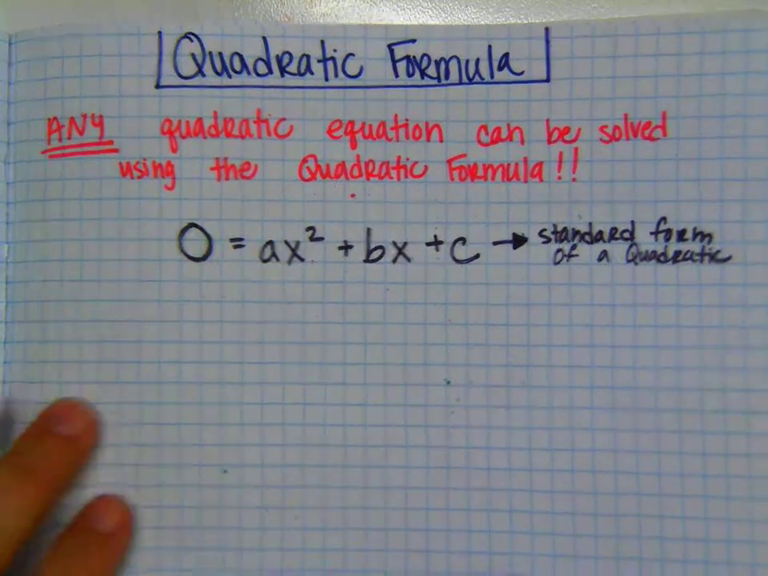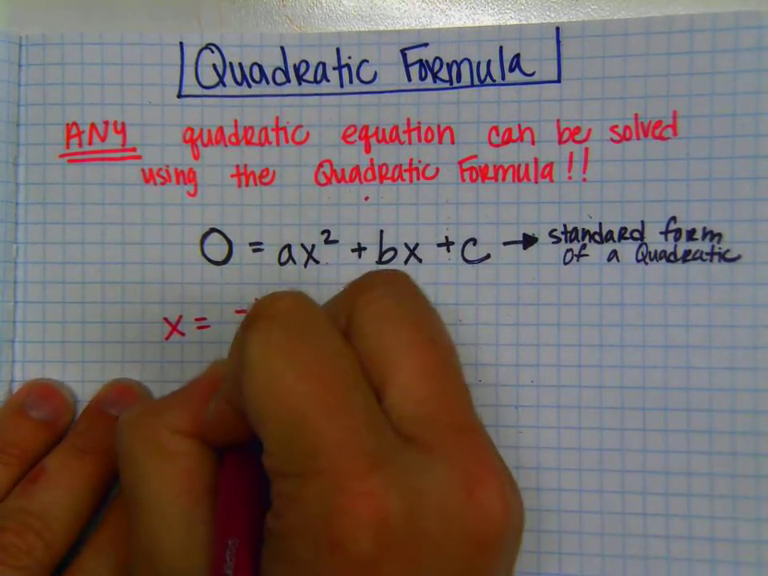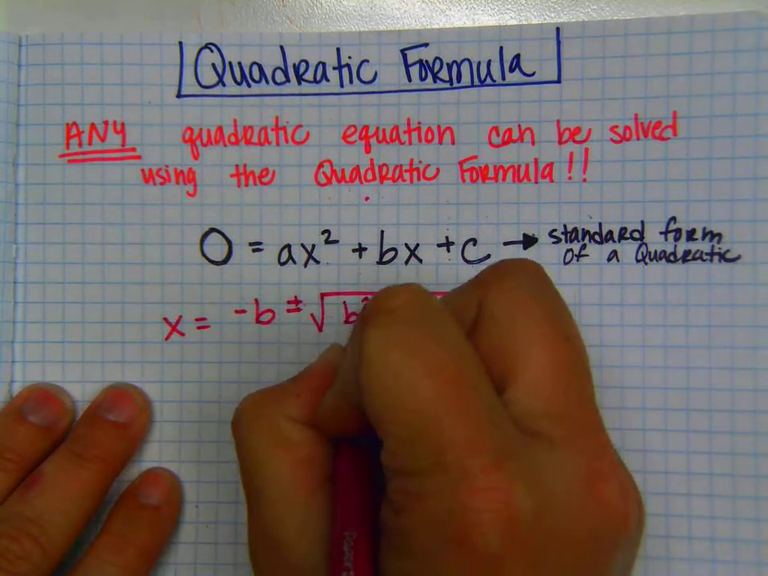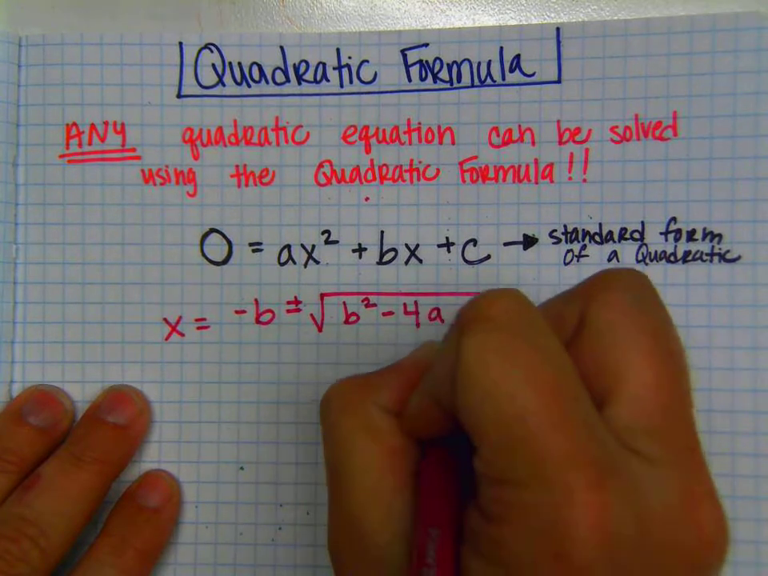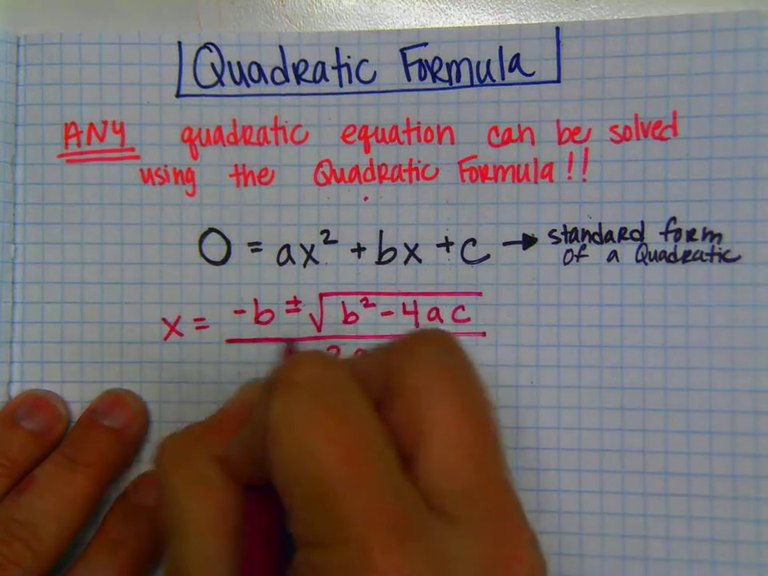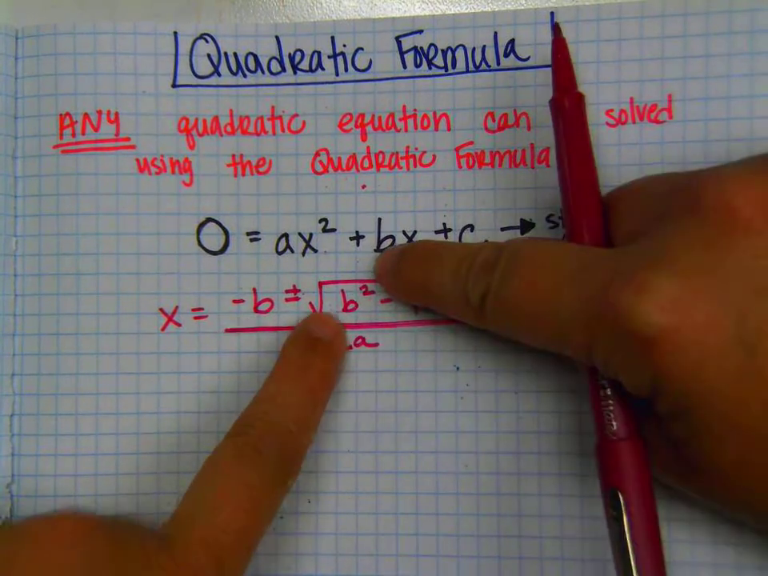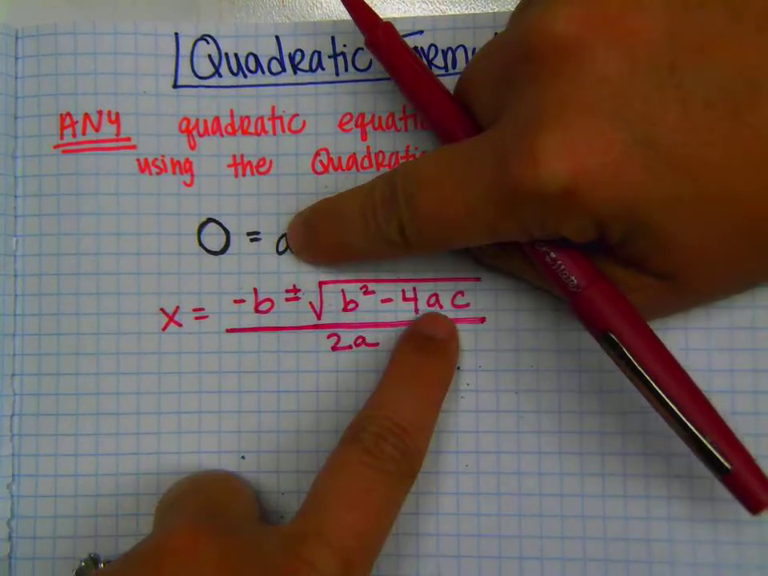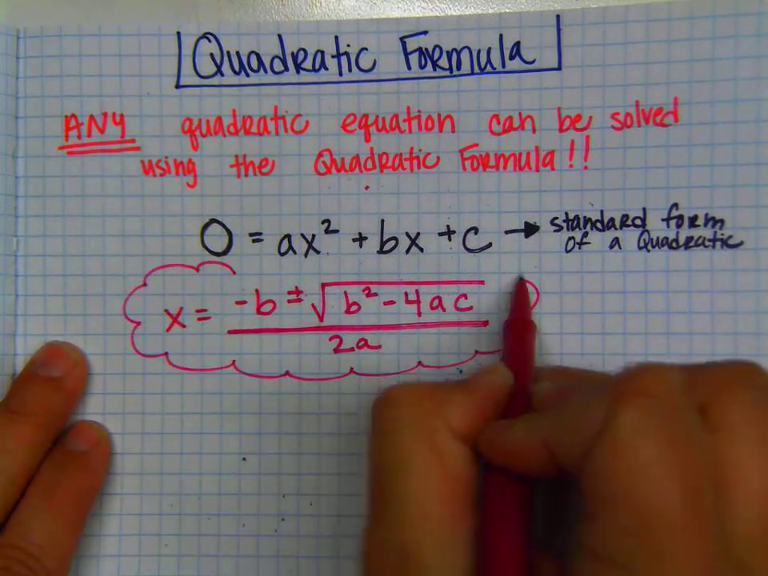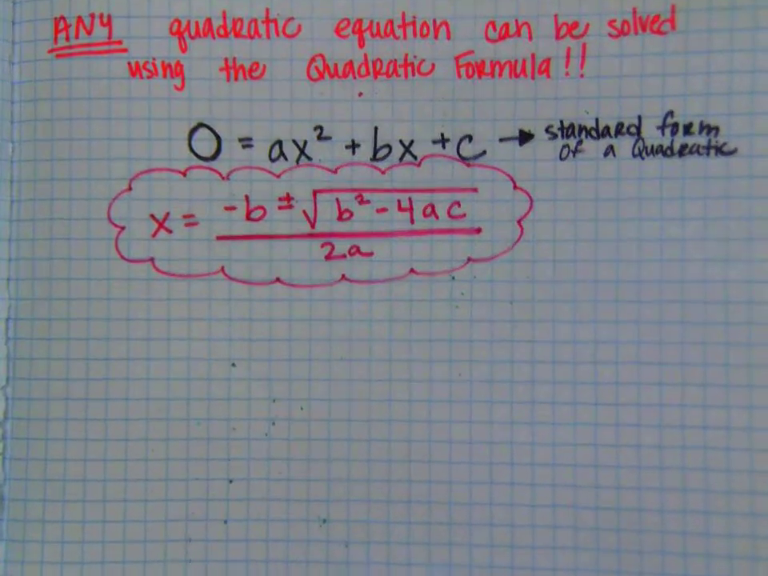The quadratic formula is x equals negative b plus or minus the square root of b squared minus 4ac, all over 2a. Okay, now what does that mean? Well, whatever's b goes in where you see a b. Whatever a is goes in for a, and the c goes in for c. And if you plug in those values into this, you will always be able to solve a quadratic. So let's do an example.